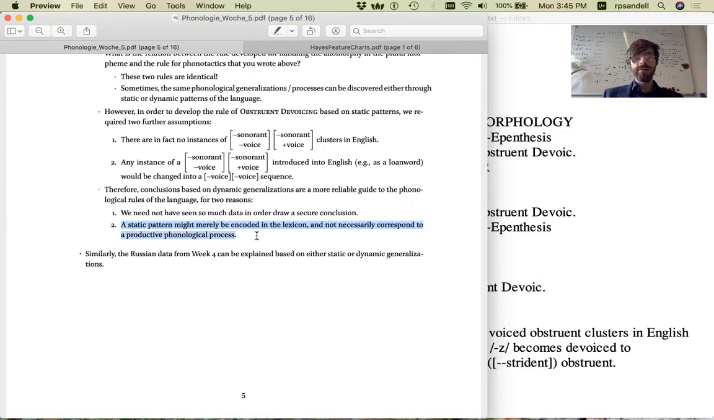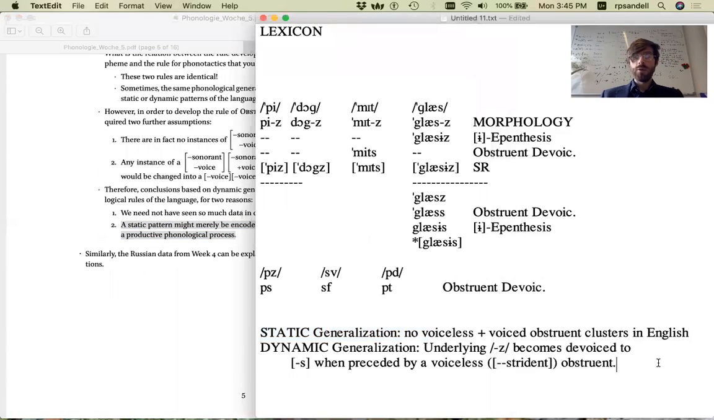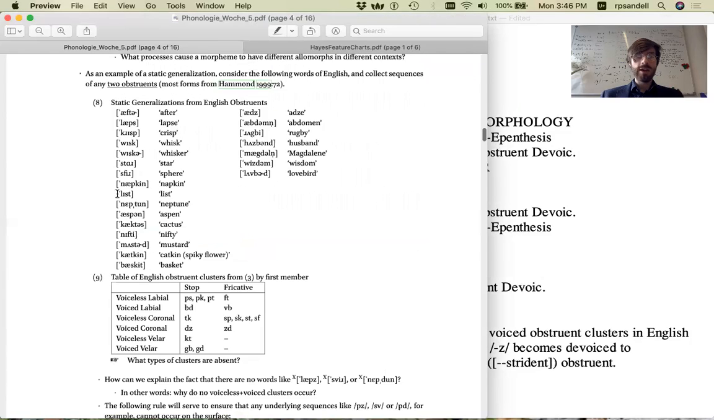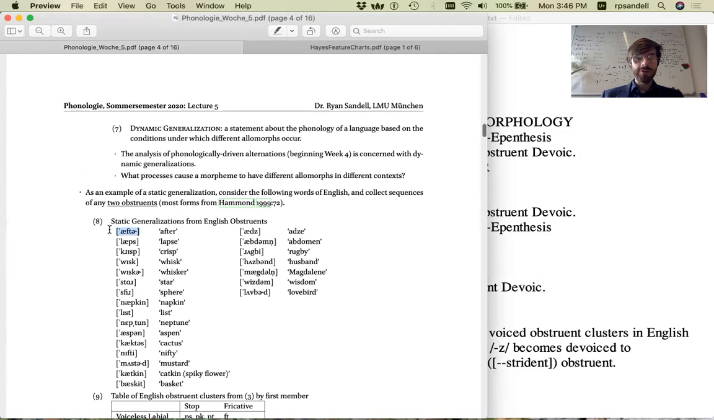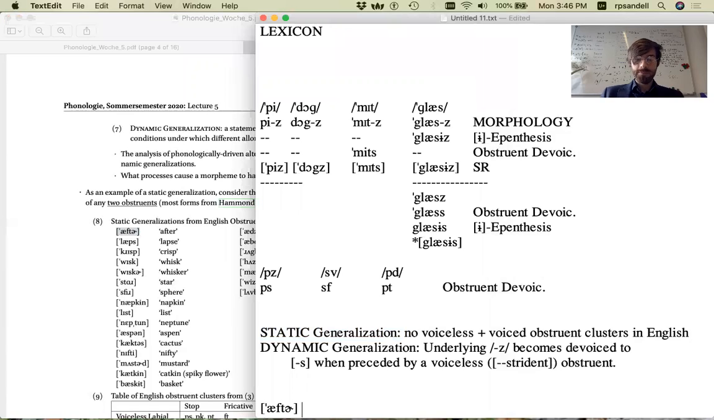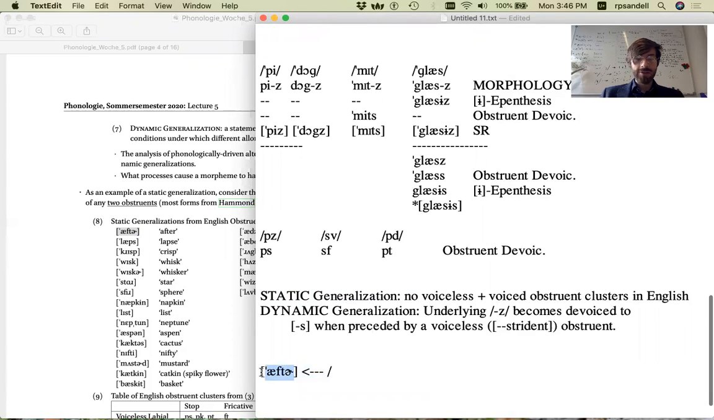And secondly, a static pattern that exists in a language could simply be encoded in the lexicon. So when I say here encoded in the lexicon, what I mean is that when we see a word like after or lapse, it may simply be the case that after is pronounced as after with a cluster of two voiceless obstruents because that's what's present in the underlying representation.